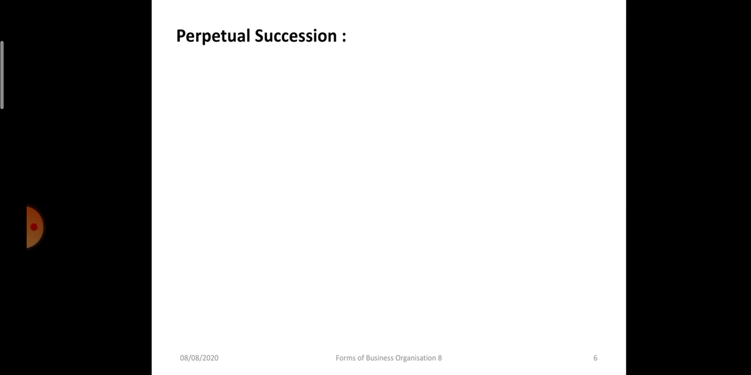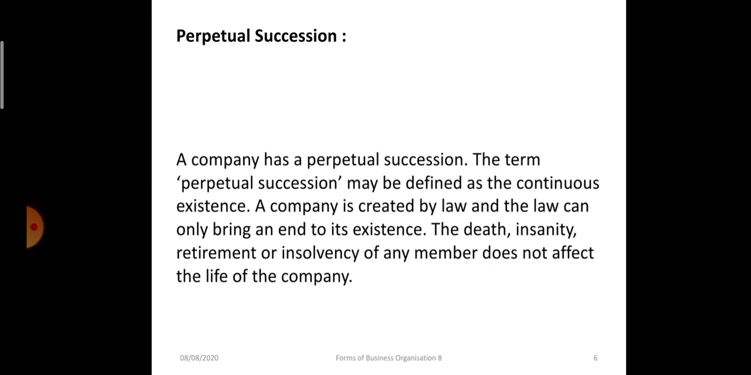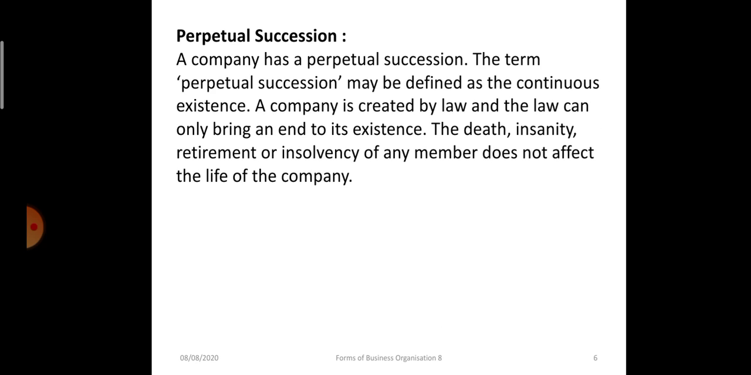Perpetual succession. The word perpetual means continuous, so the company continues for a very long period of time. As discussed in the previous two points, it is an artificial person, not a natural person. But like natural persons, a company is born when its registration is done, and it can come to an end also, but the legal procedure has to be followed.